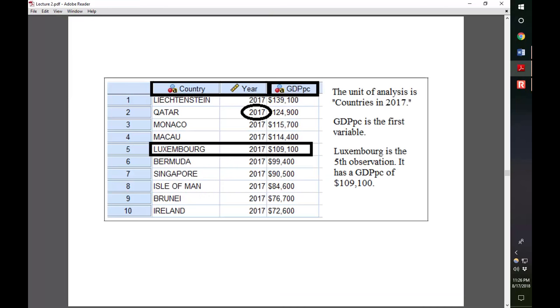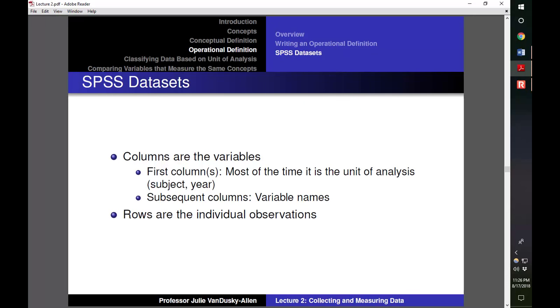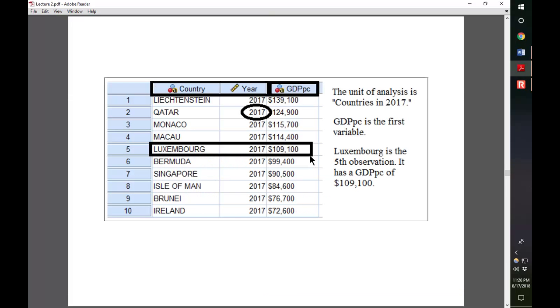So in this dataset, the subjects of the dataset are countries, and the time is the year 2017. So we know the unit of analysis for this dataset is countries in the year 2017. The subsequent column headings should be the names of the variables. So the first variable in this data set, substantive variable, is GDP per capita.